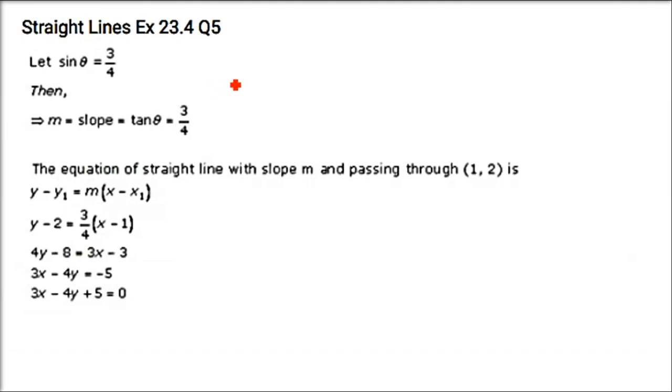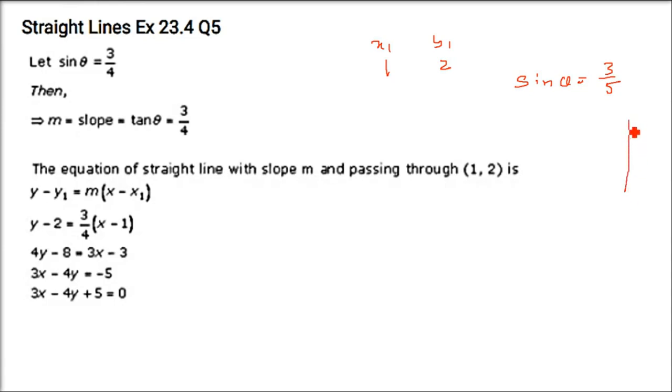Find the equation of a straight line which passes through point (1, 2), where x1 is 1 and y1 is 2, and makes such an angle with the positive direction of x-axis whose sine is 3/5. So sine theta is given as 3/5.